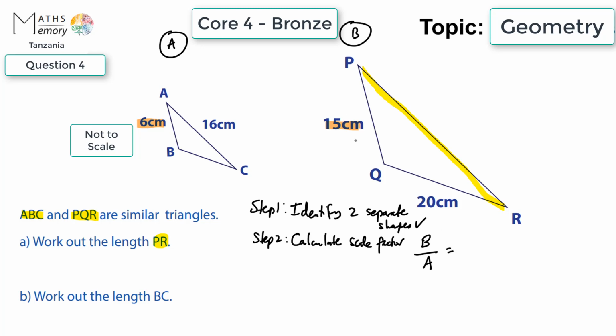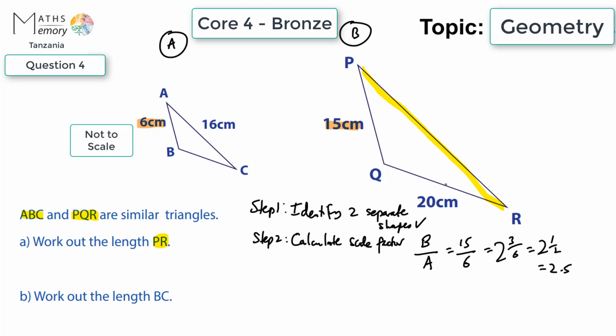Okay, so B basically is 15. And A is 6. How many 6's go into 15 in this improper fraction? It's 2, remainder 3 over 6, which can be written as 2.5. That's your scale factor, which means every side length from shape A can be multiplied by 2.5 to get to B, to give you that side.